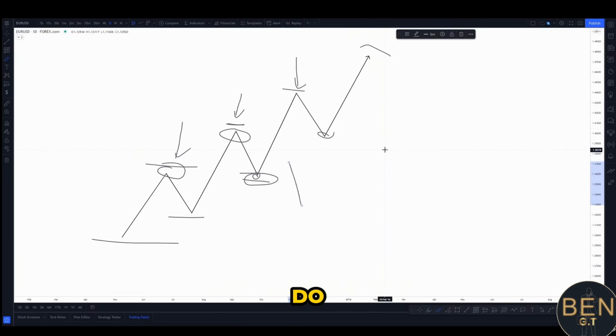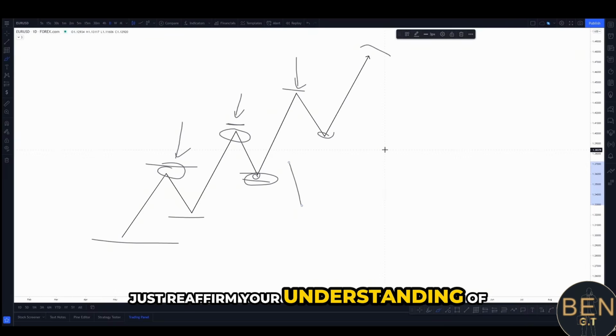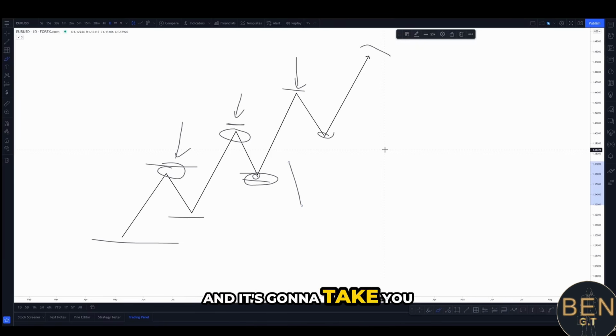And what this is going to do is just reaffirm your understanding of market structure. It's going to reaffirm your understanding of trend, and it's going to take you to a whole new level once you're able to fully integrate all of the supply and demand concepts into the market structure concepts, and then apply the protected and targeted structural components to that.